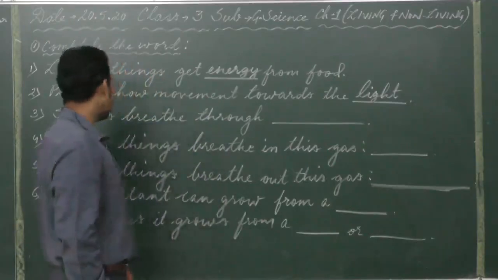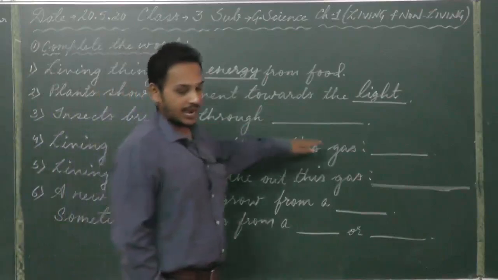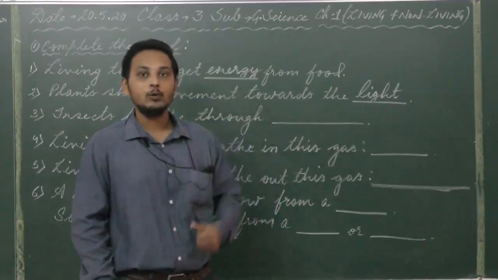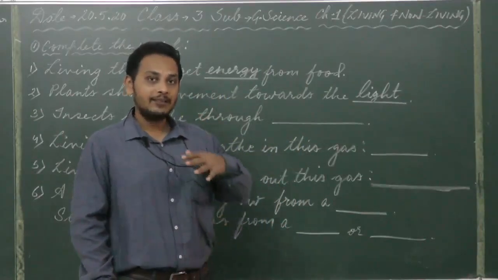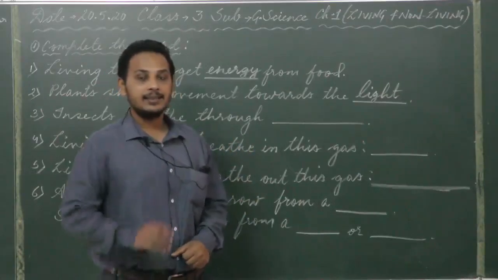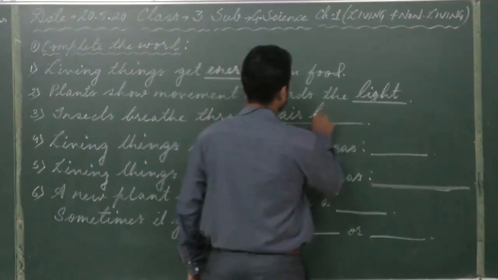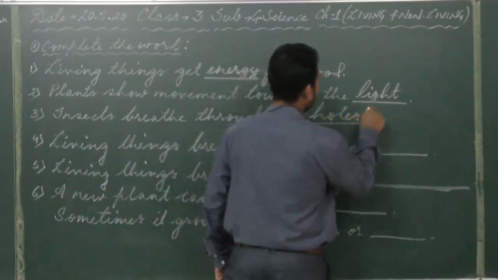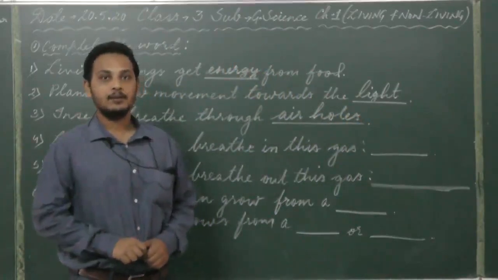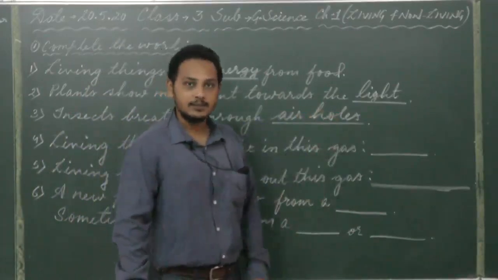Then the third answer, insects breathe through dash. What do insects breathe through? Insects, they don't have a nose. They don't have gills like fish do. So how do insects breathe? They breathe through air holes. Now the insect's body, they have small holes in them. They breathe through those air holes.